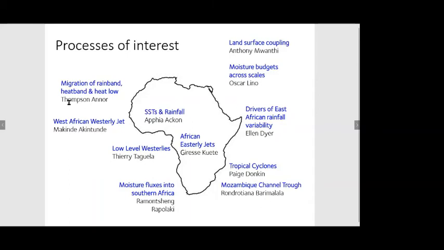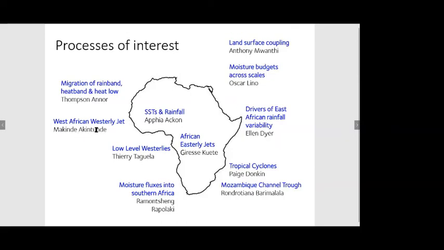So for example, Thompson Anor has developed 3 really useful diagnostics which focus on the migration of the rain band, the heat band, and the West African heat low. Afia Akon is looking at the relationship between SSTs in the Gulf of Guinea, where models are known to have important warm biases, and rainfall over West Africa, particularly rainfall extremes in the more Guinea coast region.